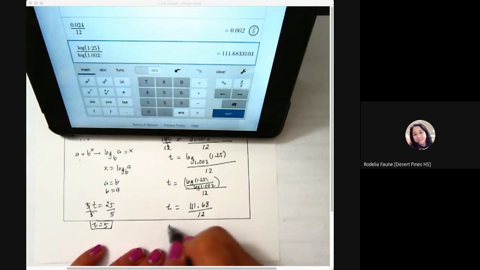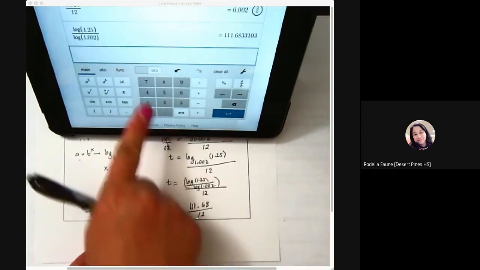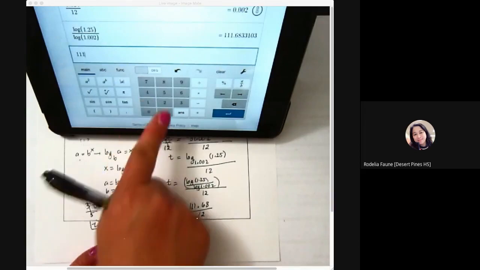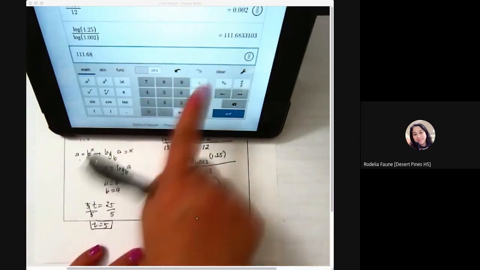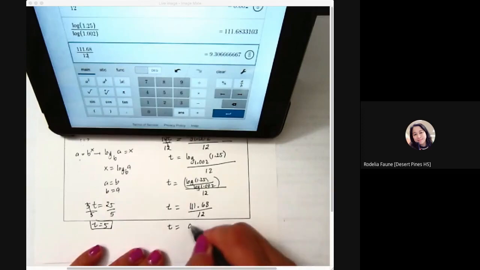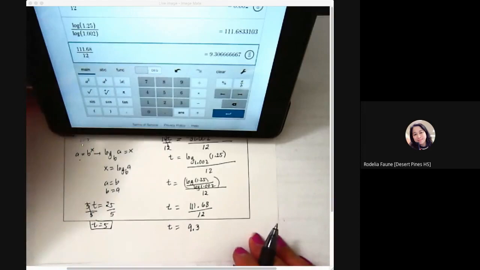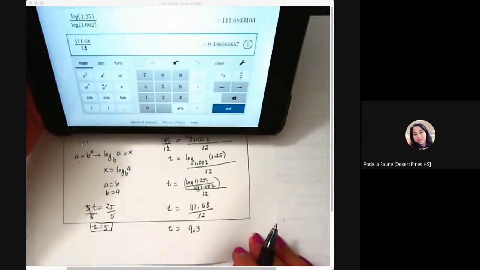Okay, what will be our t? So what is our t? We have 111.68 divided by 12 equals 9.3. Okay, the answer is 9.3.